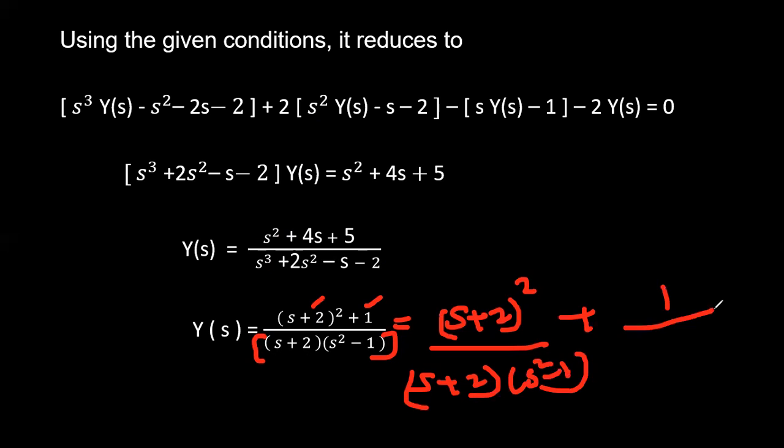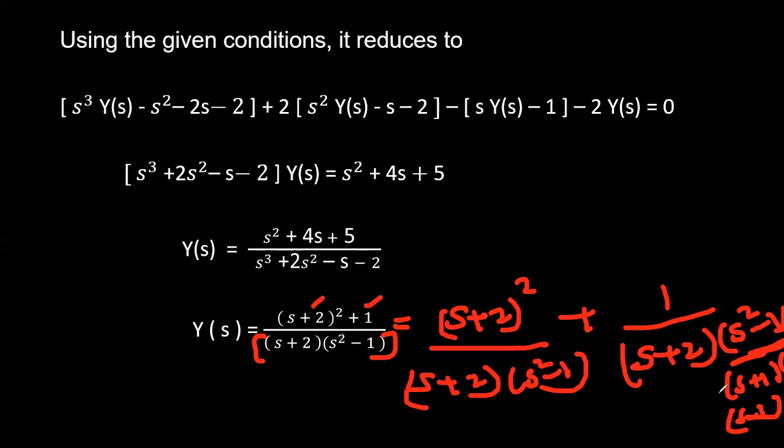Next, plus 1 by (s plus 2) into (s square minus 1). This s square minus 1 can be represented as (s plus 1) into (s minus 1). In this, s plus 2 in the numerator and s plus 2 in the denominator will get cancelled. Finally we will get (s plus 2) by (s square minus 1).